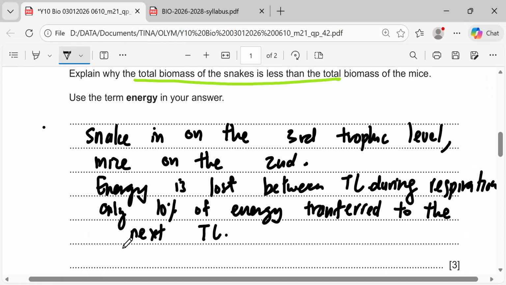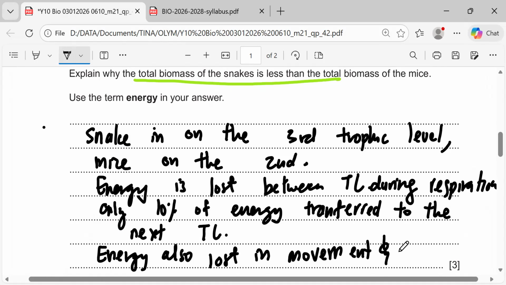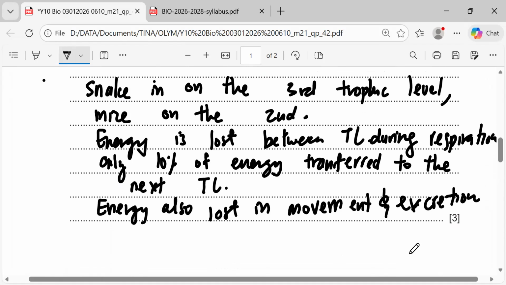Energy is also lost in movement and excretion. Why can't you say growth? Because growth is literally what you eat.